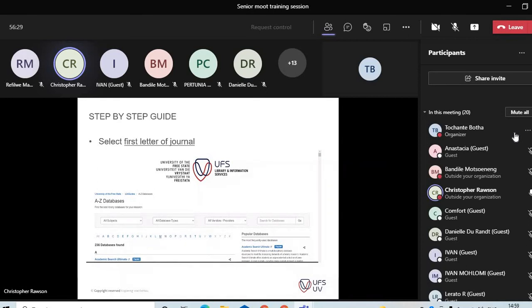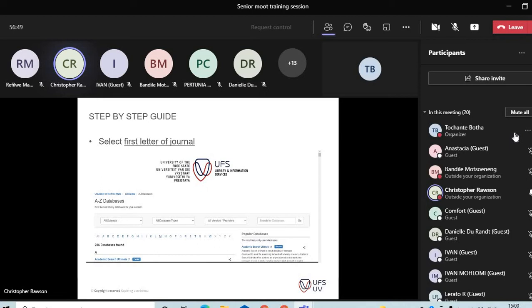Then you need to select the first letter of the journal, right? So, there are examples. LexisNexis, for example, will be under L, and MyLexisNexis under M. JSTOR will be under J, obviously. HeinOnline will be under H. I don't have to explain these things to you.